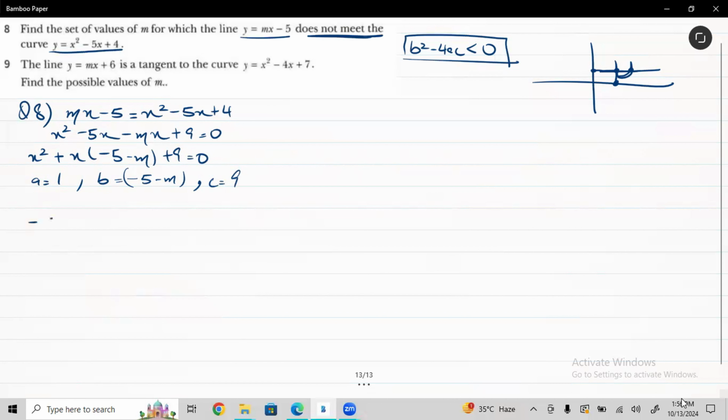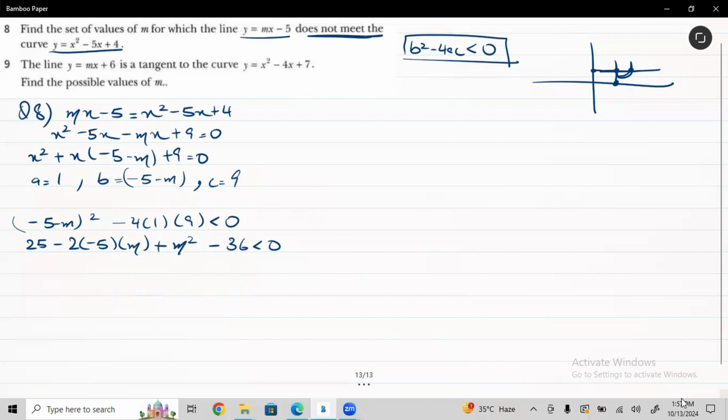So b squared would be (minus 5 minus m) whole squared, minus 4 multiplied by a multiplied by c, which is 9. And we would say that this whole is less than 0. Again, what's negative 5 squared? a squared is 5 times 5, 25, minus, from a squared minus 2ab, 2 multiplied by a, which is negative 5, multiplied by b, which is m, plus b squared, which would be m squared, minus 9 fours are 36, is less than 0.